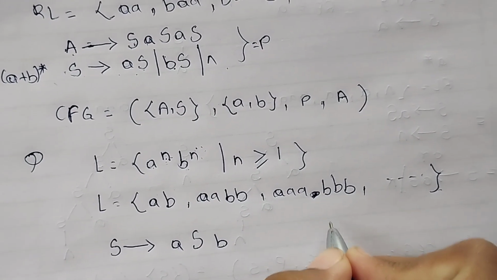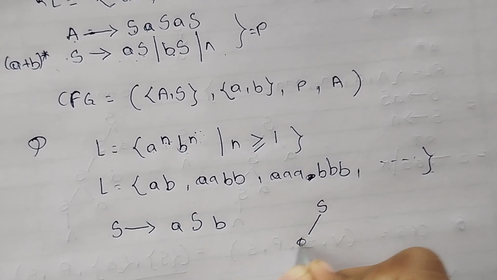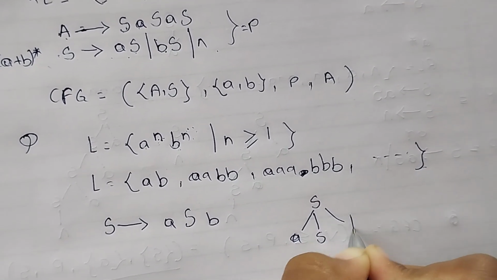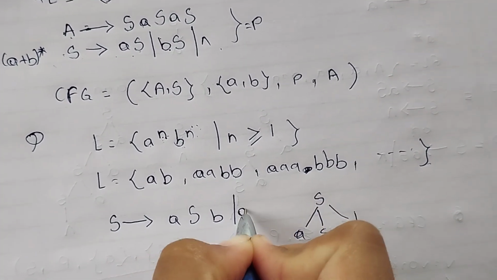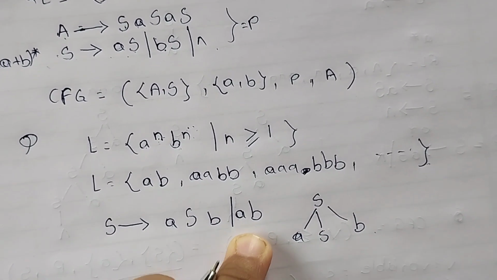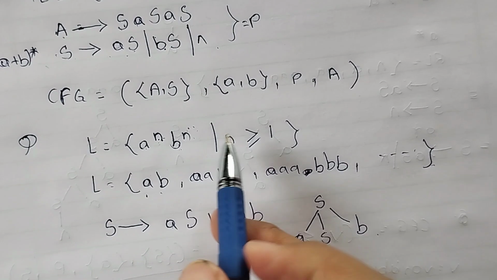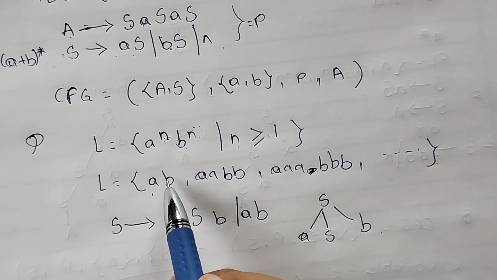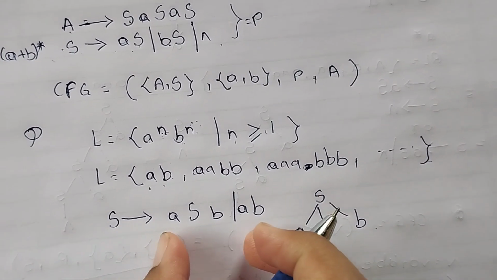So we start from this S. Then S reads this aSb. Now again we have ab. One time only ab is also right, because here we start from this ab. When n is equal to 1, that time simply a and b come. So this is the final production.